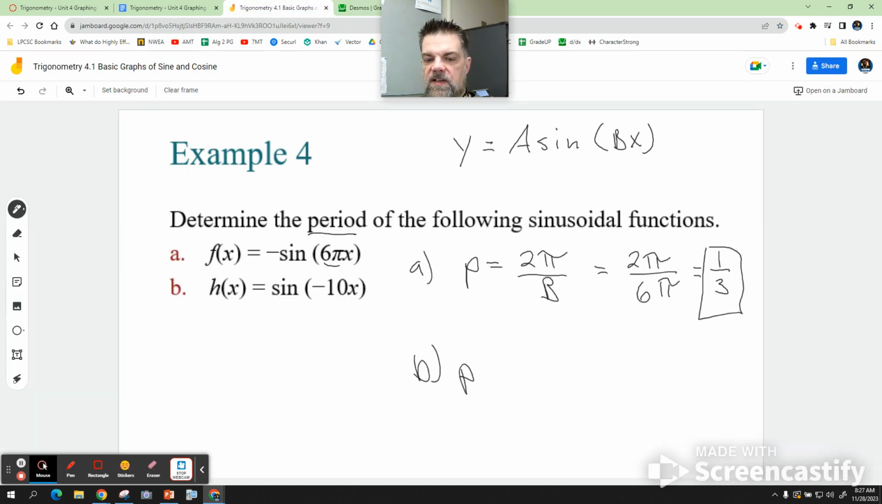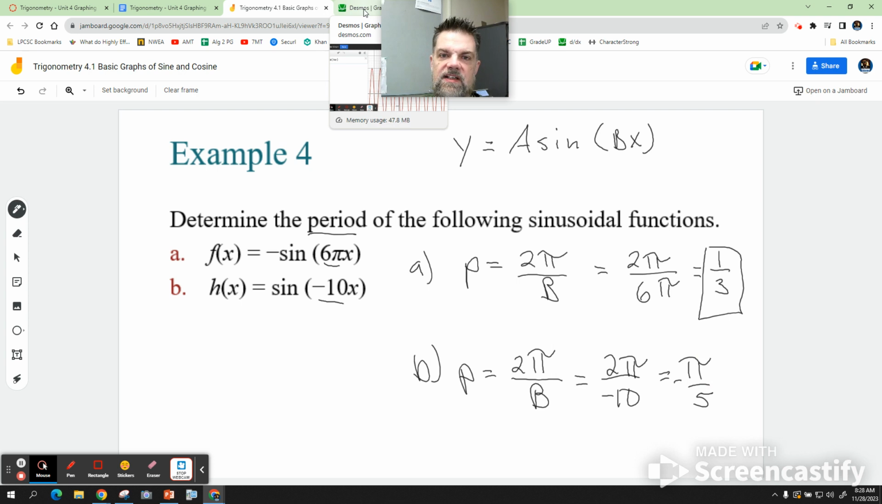For B, the period is still 2 pi over capital B. And that gives me 2 pi over -10, because B is -10, right? That reduces down to pi, well, it's actually negative pi over 5. Now, a negative number, well, you'll see. The period is just pi over 5, but it flips it the other way.